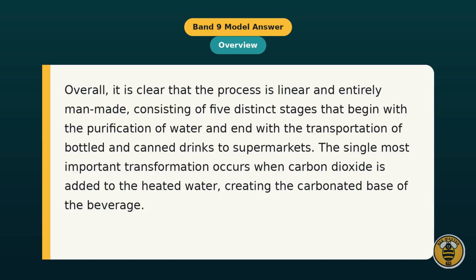Now the overview. Overall, it is clear that the process is linear and entirely man-made, consisting of 5 distinct stages that begin with the purification of water and end with the transportation of bottled and canned drinks to supermarkets. The single most important transformation occurs when carbon dioxide is added to the heated water, creating the carbonated base of the beverage.